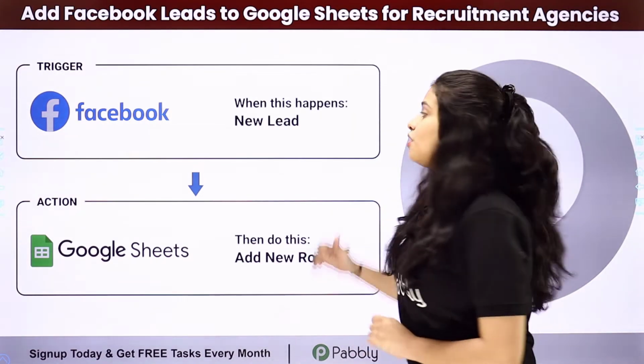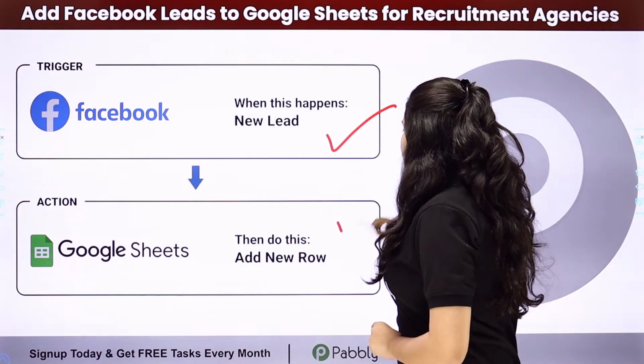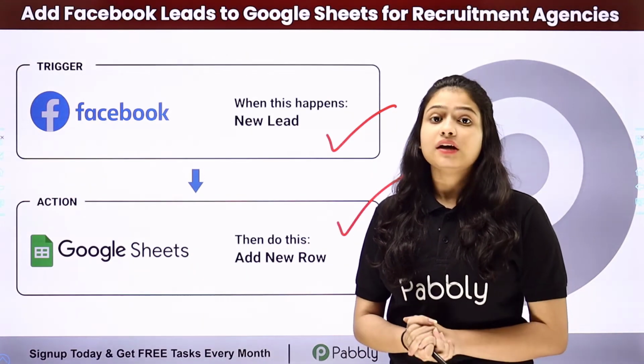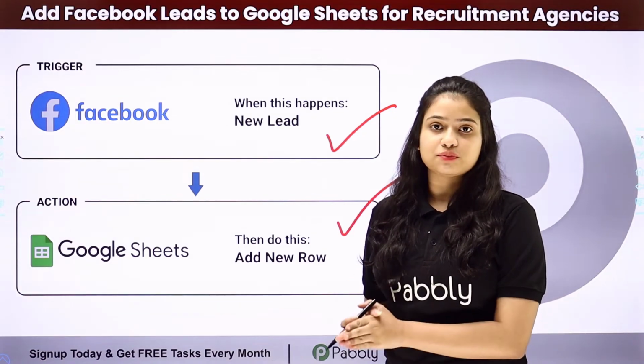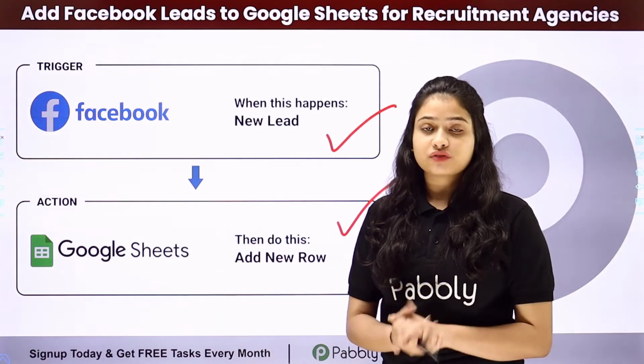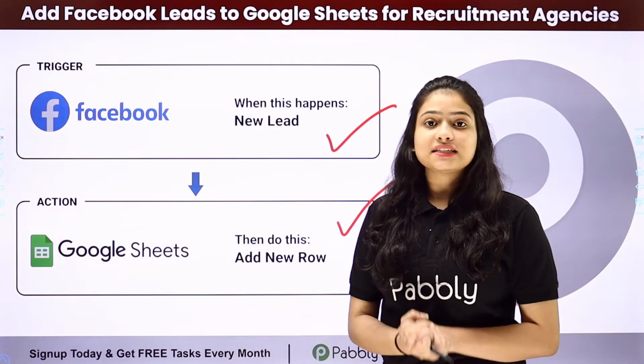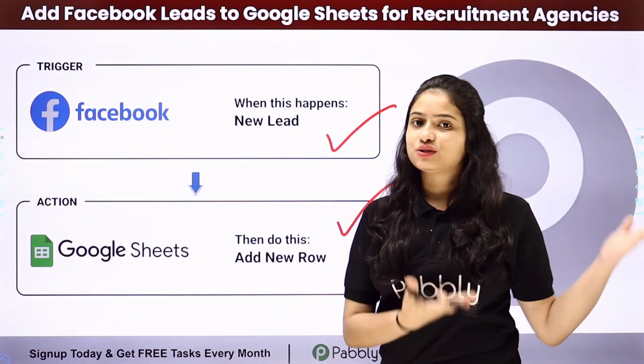Now, what we are going to do is, we have Facebook lead ads in our trigger and Google Sheets in our action. So, we will be connecting both of them by using Pabbly Connect in such a way that whenever a new lead is generated through Facebook lead ads, the details of the same lead will automatically be added in your Google Sheets in the form of a new row. And to learn this entire automation step by step, let me take you all to my screen.